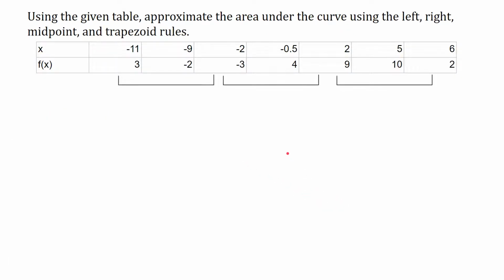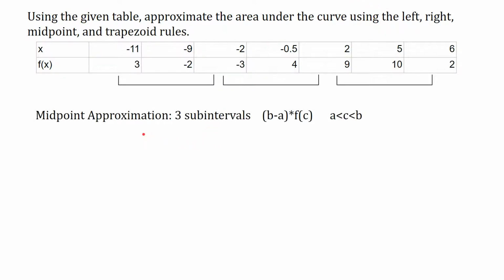Midpoint is a little different because we can only use 3 subintervals, as there are only 3 potential midpoint function values that we can use. And the general formula for a midpoint term is going to be b minus a times f of c, where a is less than c is less than b, which basically means we have two endpoints, a and b, and c is just any number in between them.